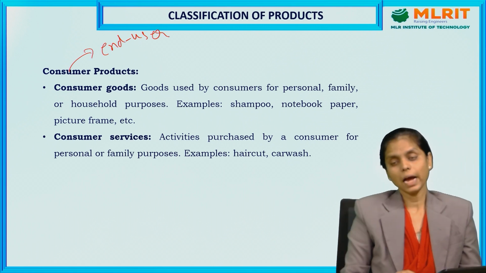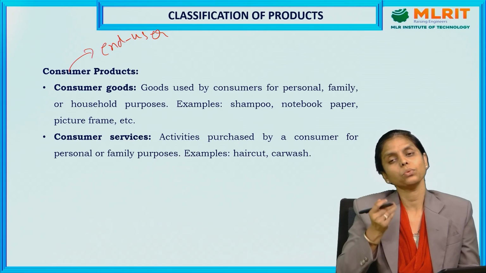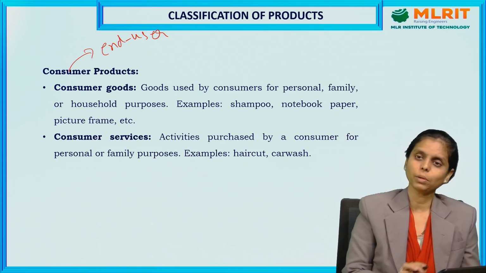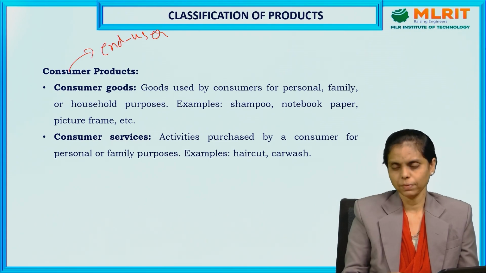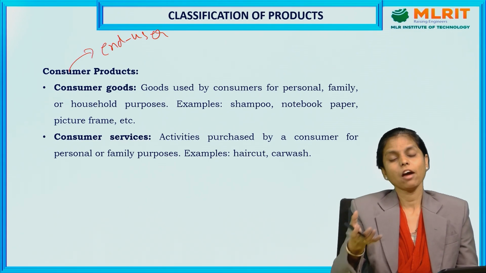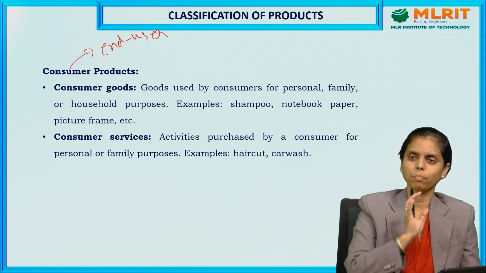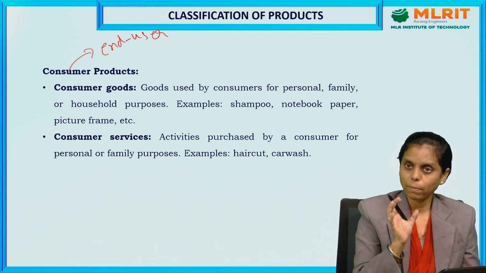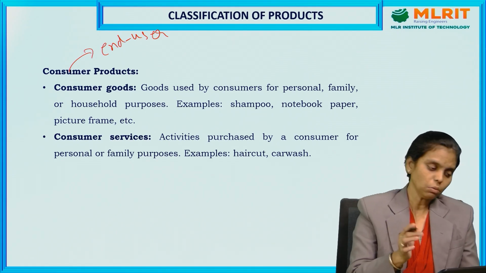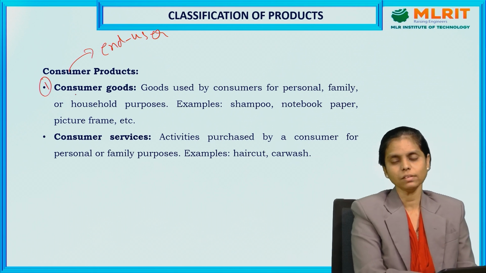The products that an individual, as an end user, has purchased and is using for themselves, we will call them consumer products. Now, these consumer products are again classified into 2 types. For example, I have purchased toothpaste. I have purchased a pen. Why have I purchased them? Either for myself or any of my family members. Such types of customers, such types of products, we'll call them consumer products. Now, these consumer products are classified into 2 types. The first one is consumer goods.